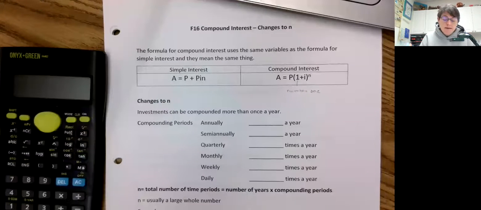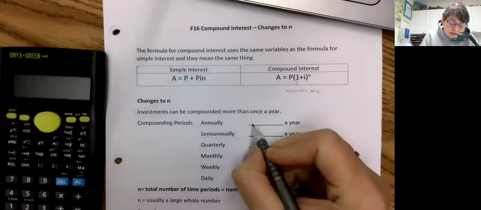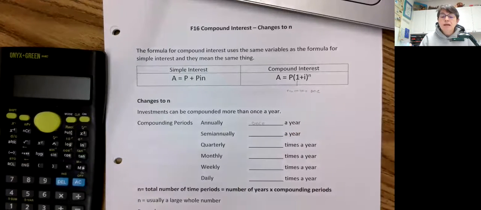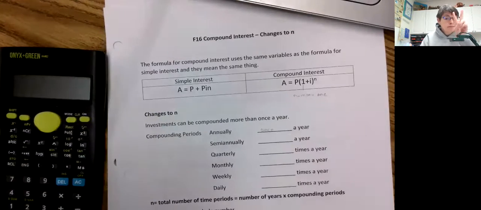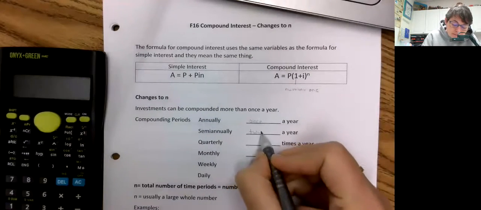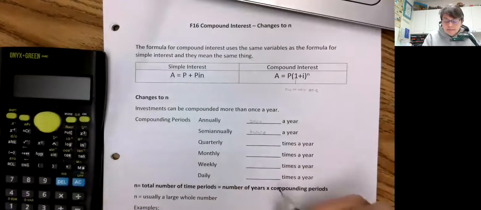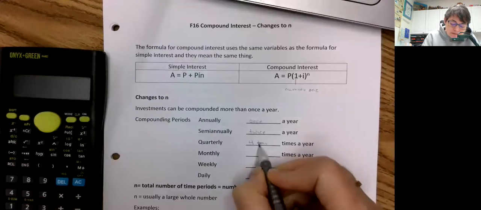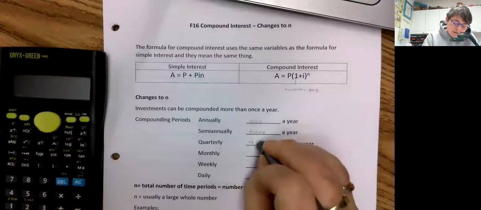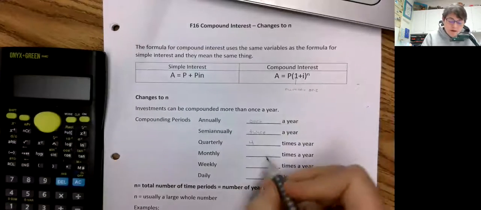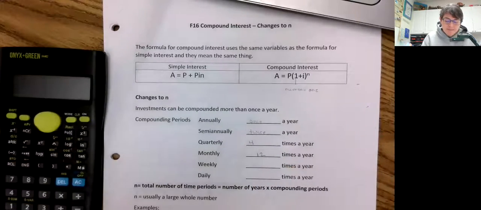You can compound annually, which is what we were doing with the first set of calculations. So that's once a year. Or you can do it semi-annually, twice a year. Quarterly, 4 times a year, or 12 times a year.